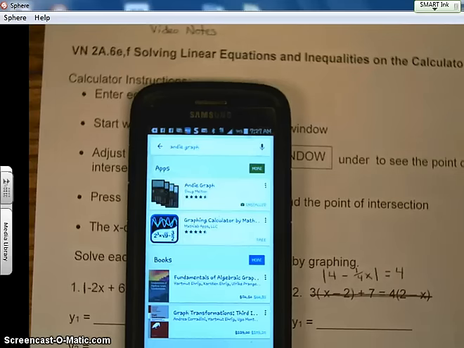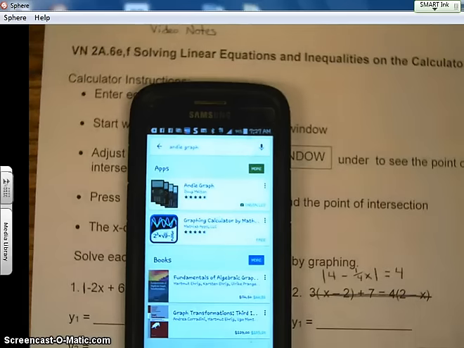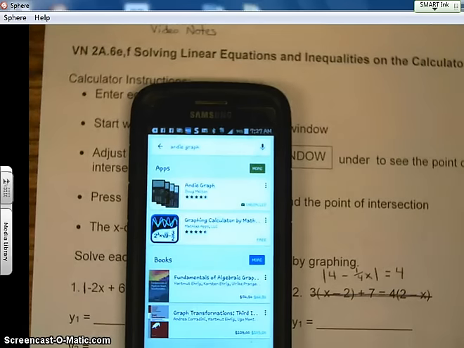Hello class. These are the notes for solving linear equations and inequalities by graphing.